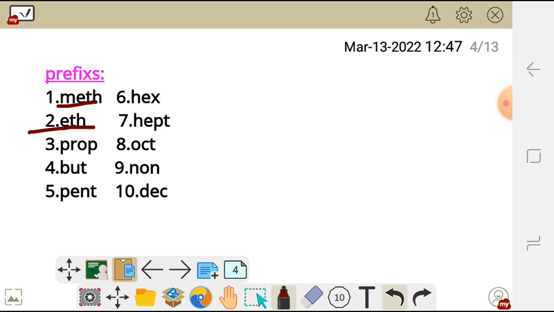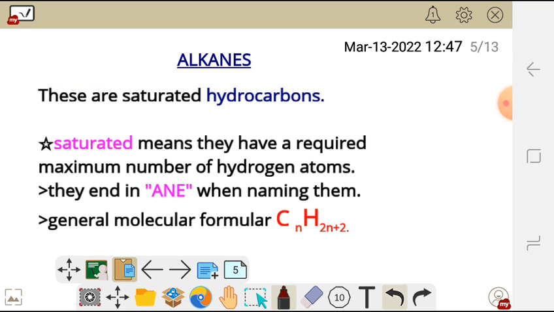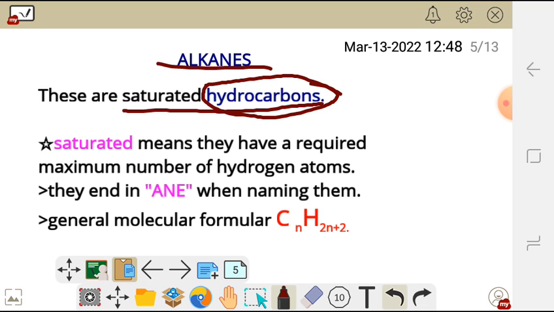Let's start by looking at the first group of organic compounds, which are called alkanes. Alkanes, by definition, are simply saturated hydrocarbons. Remember, we said hydrocarbons are compounds which consist of only carbon and hydrogen. So alkanes are saturated hydrocarbons, meaning they only consist of carbon and hydrogen, and they are saturated.